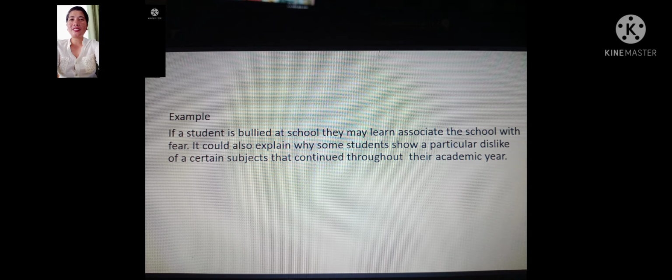For example, if a student is bullied at school, they may learn to associate school with fear. It could also explain why some students show a particular dislike of certain subjects that continues throughout their academic year. Another example is, have you heard of Pavlov's dogs?